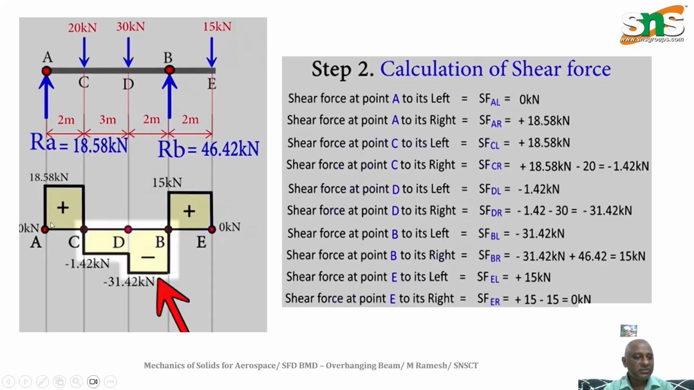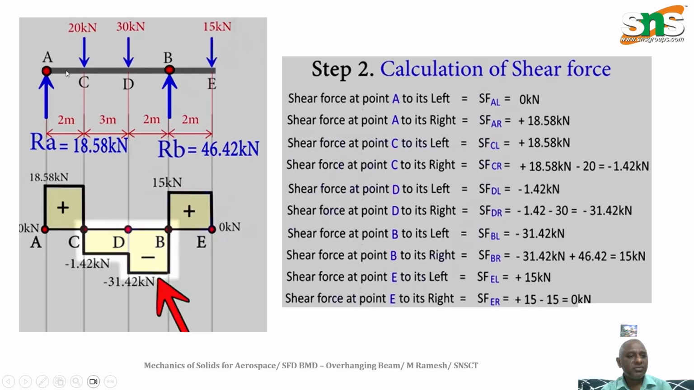First draw the zero shear force line or neutral shear force line as a linear, straight line. Upward positive values are to be marked there, downward are negative values. First place the values at A, from here. But at A, what is the value? At B, at C, at D, at E. Like that you can mark the values.